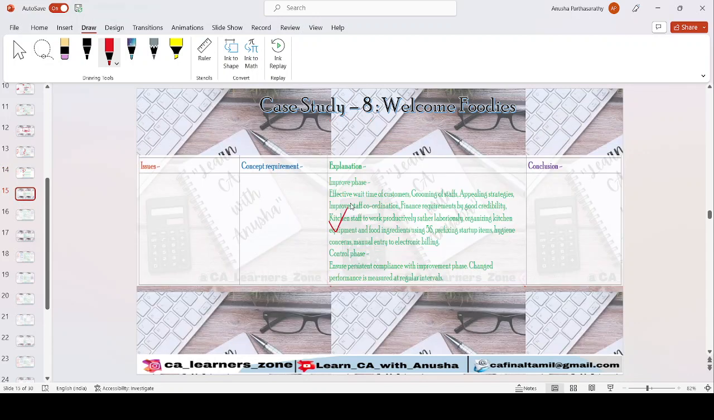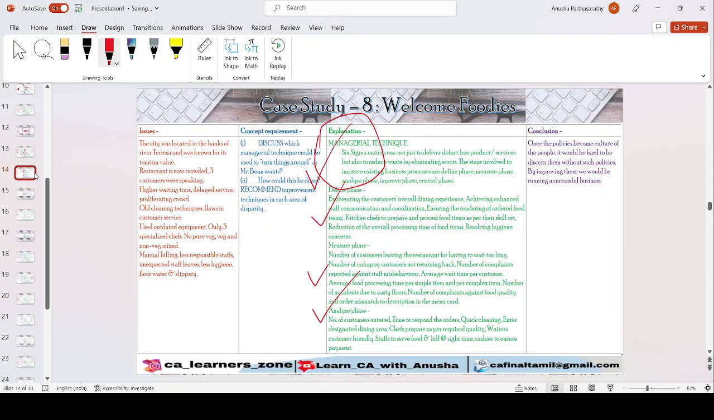Improve phase and control phase. Under these five different phases, we are going to implement the Six Sigma. Define phase, like defining what is the problem. See, these are the problem. I have to make the customer define what are my problems and what are my objectives. So that's the word.